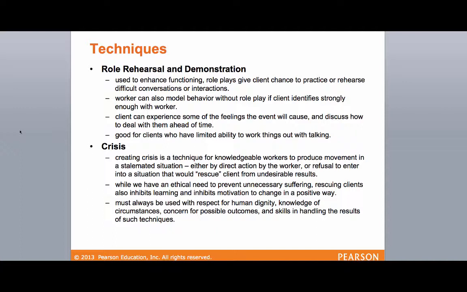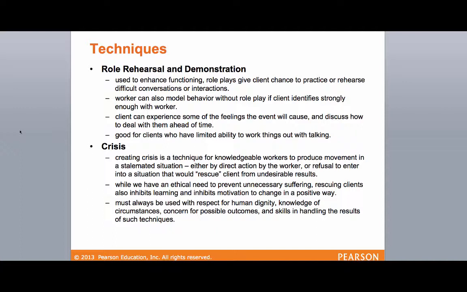I've also seen this done, by the way, with an empty chair, where you have your client talk to an empty chair as though the person were there. It's another way of rehearsing things as well. So, again, what is the client most comfortable with? What are you most comfortable with? What seems to work best?